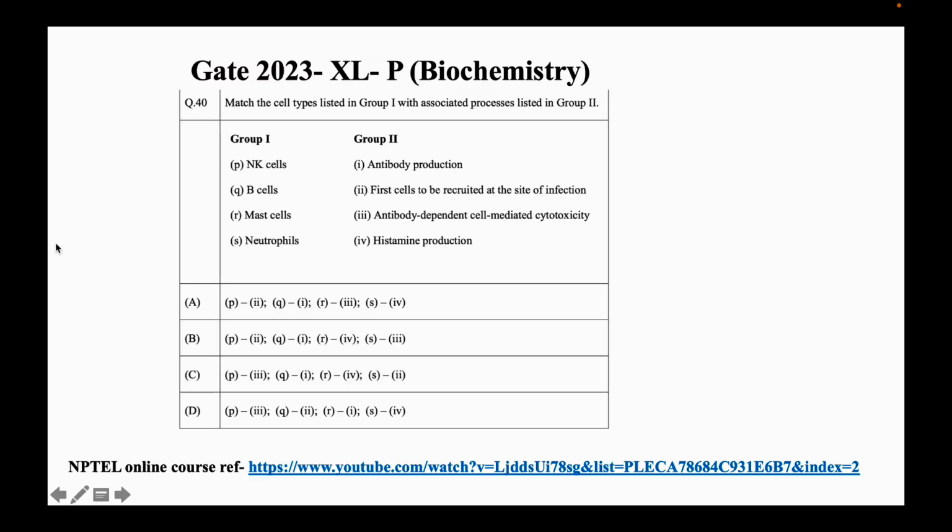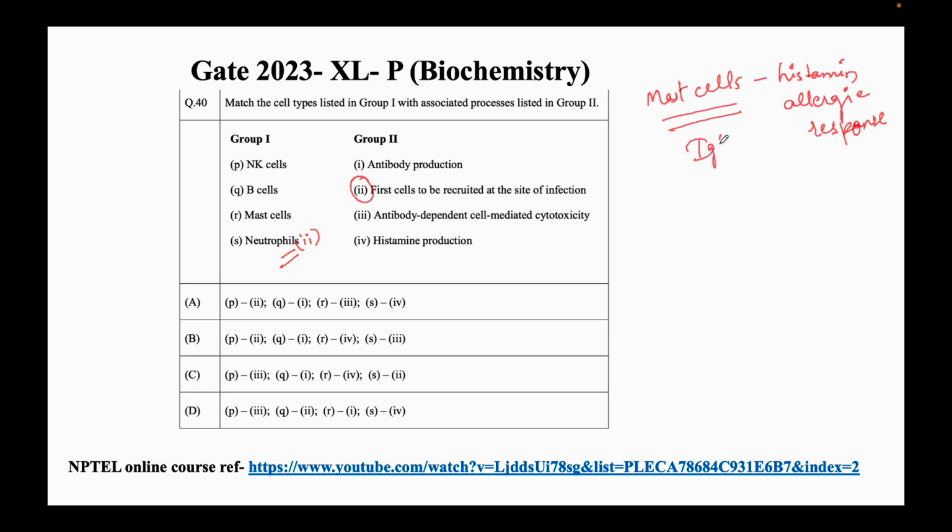So coming back to our questions, first we'll start with neutrophils, which we discussed recently. Neutrophils are the first cells to be recruited at the site of infection, right? So this is 2. And mast cells, always remember, mast cells release histamines, and it leads to an allergic response, right? Allergic response due to any allergen like pollen.